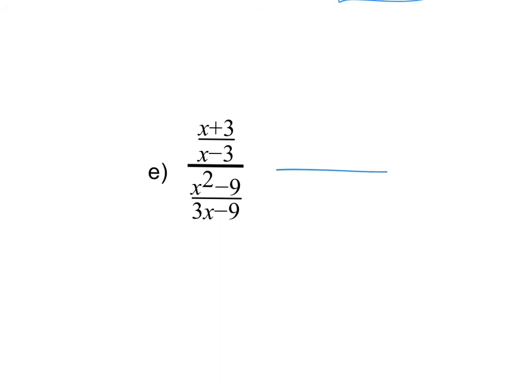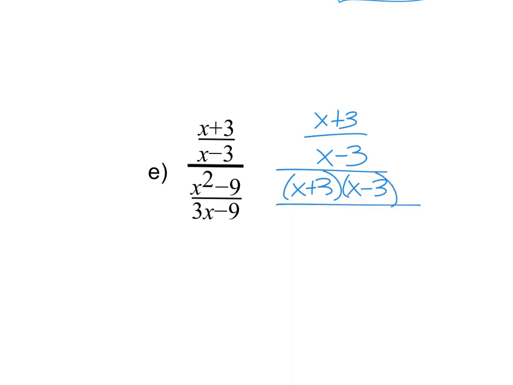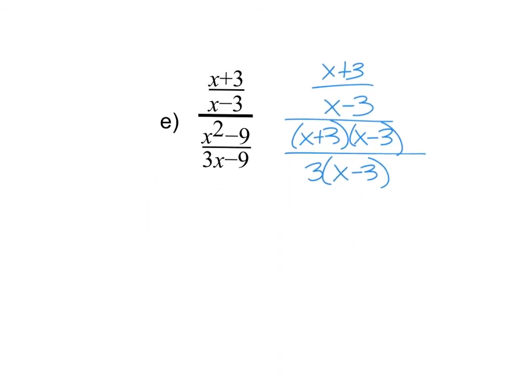So now this becomes x plus 3 over x minus 3. That's difference of squares, so x plus 3, x minus 3, over, looks like you can just factor out a 3, so x minus 3. So you have a choice now. You can cancel out these two right here if you'd prefer now, or wait. I'm just going to wait.